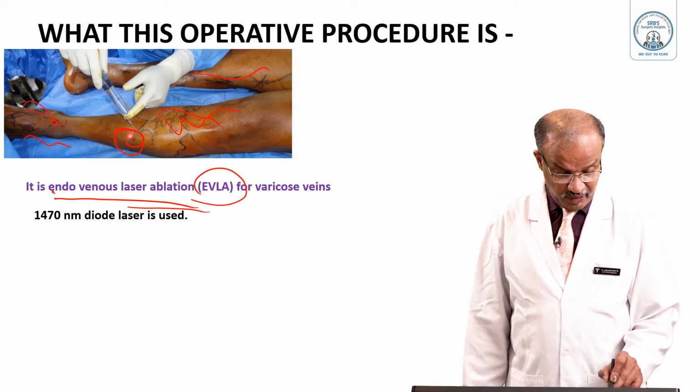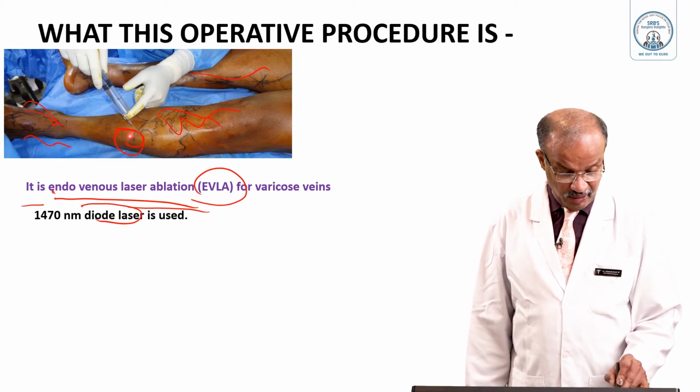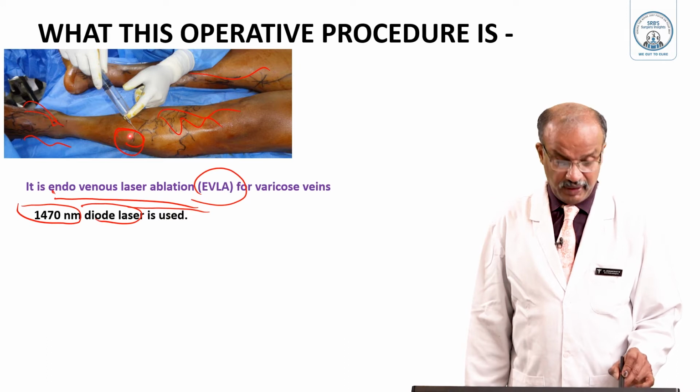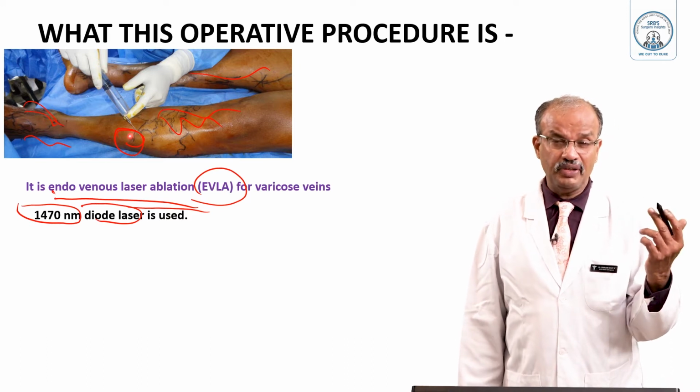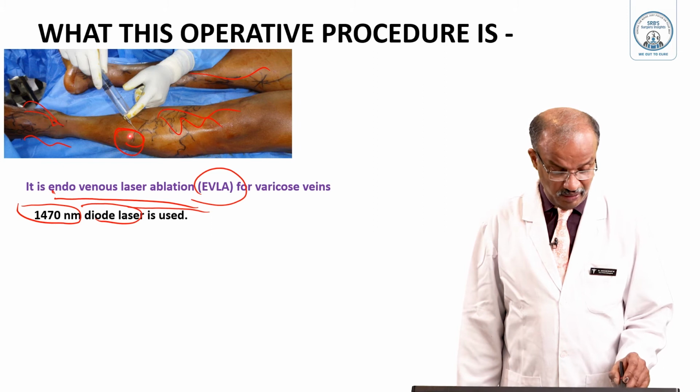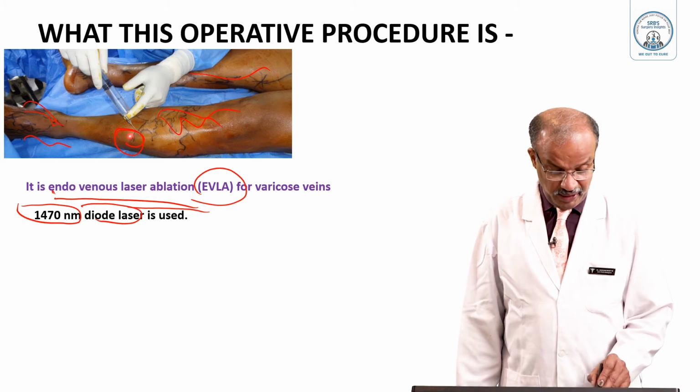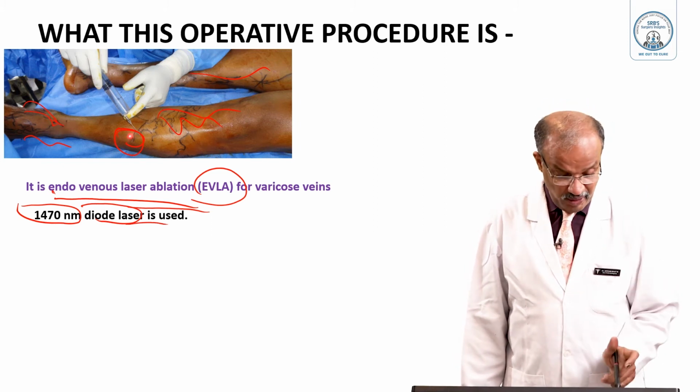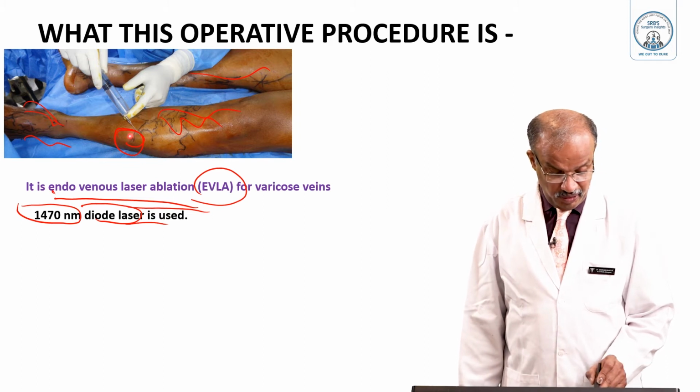What laser is used? Diode laser. What is the wavelength? 1470 nm. Earlier we used lesser wavelengths, now this is the ideal wavelength. It's done under ultrasound guidance, so you should have ultrasound on the table. Long and short saphenous segments and communicating veins are treated by this.